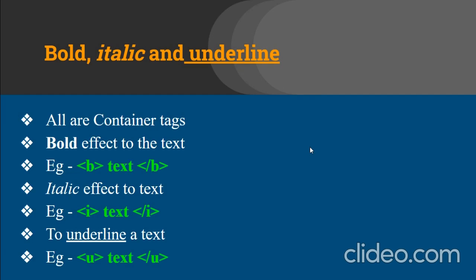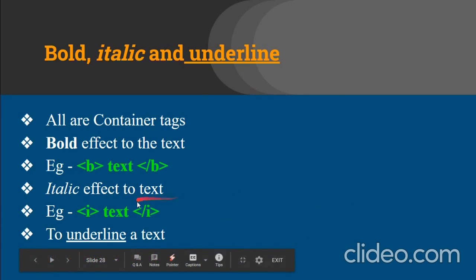Bold is the text that will become bold, it will be shown separately. Italic is, it will be in an italic form. What is italic form? A running handwriting kind of form, the way we write the text, that is italic. Underline is drawing a line under the important word, that is underline.